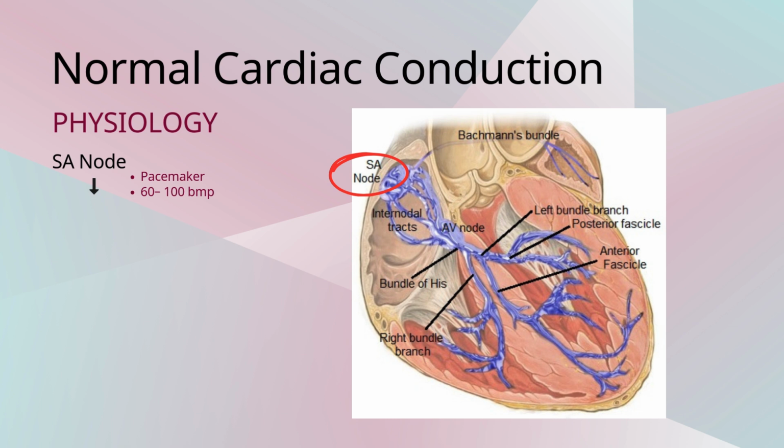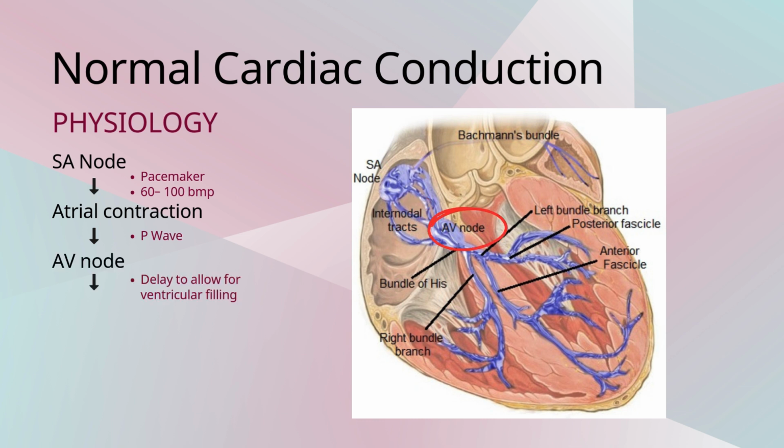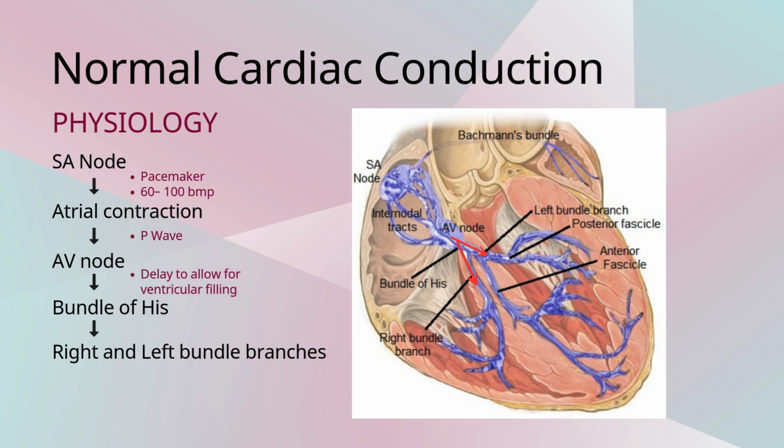With each depolarization wave, the impulse spreads outward from the SA node, causing atrial contraction. This is identified as the P wave on EKG. From the atria, electrical impulses travel to the AV node where there's a slight delay. The AV node acts as kind of a gatekeeper, slowing conduction to allow the ventricles time to fill with blood. The impulses then continue through the bundle of His and split into the bundle branches. And finally, the impulse ends at the Purkinje fibers, stimulating a ventricular contraction.